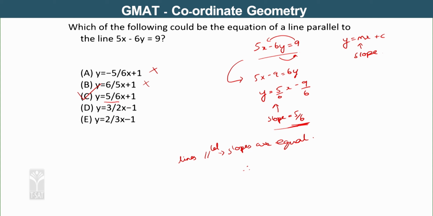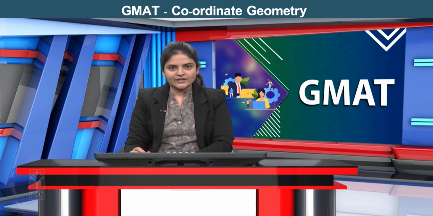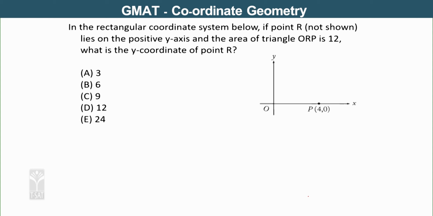That was a simple question. Let us look at the next question now. In the rectangular coordinate system below, if point R, not shown, lies on the positive y axis and the area of the triangle ORP is 12, what is the y coordinate of point R? Okay, so they are saying there is some point R on the positive y axis. Let us assume that its x coordinate will be 0 since it is on the y axis, and the y coordinate will be y. Let us assume it is y.